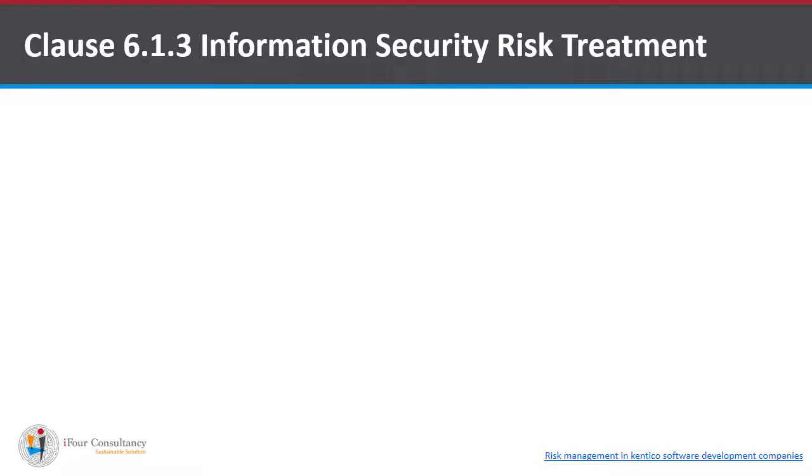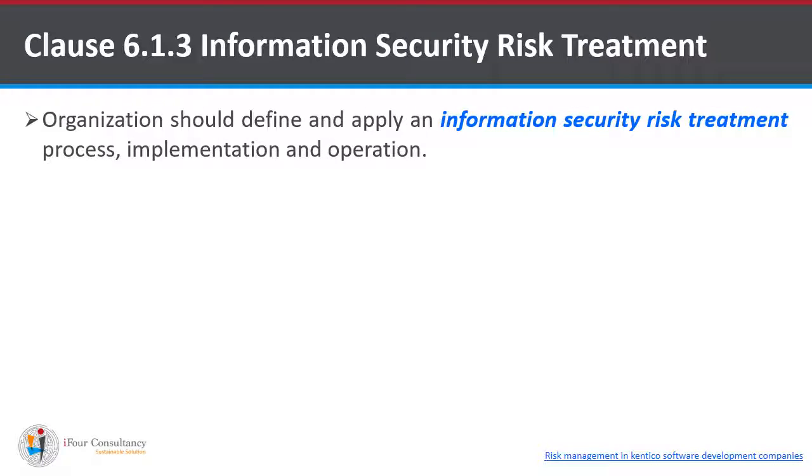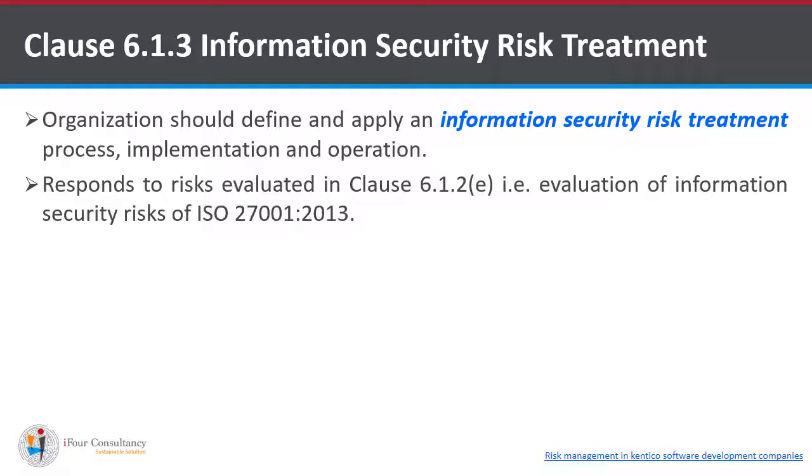So Clause 6.1.3 talks about information security risk treatment. The organization should define and apply an information security risk treatment process, implementation and operation. This clause responds to risk evaluated in Clause 6.1.2e, that is evaluation of information security risk.